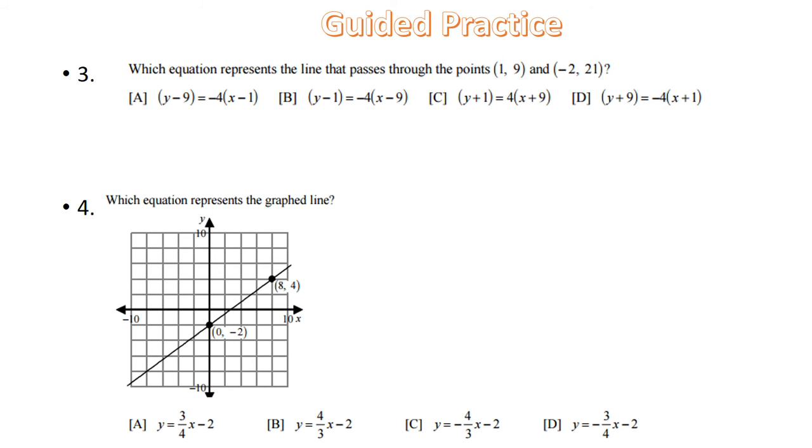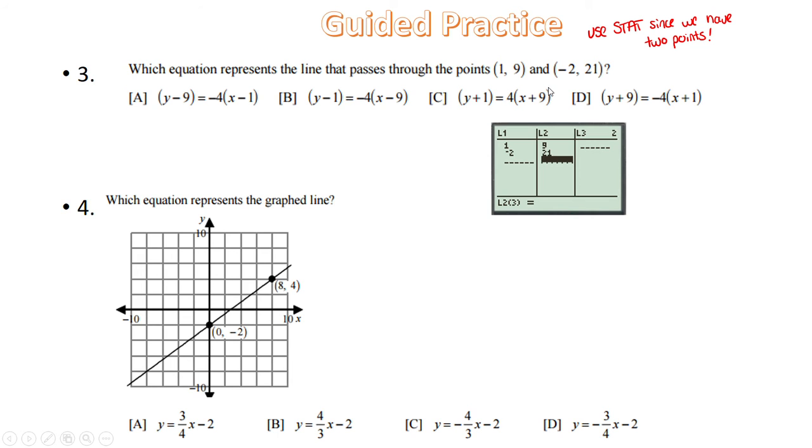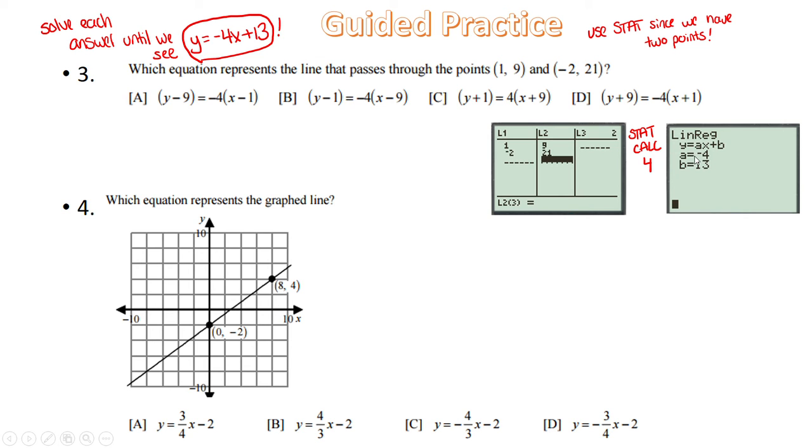Okay, number 3. This time I am given an equation that passes through 2 points. 2 points make me happy because with 2 points I can use the stat key. So I'm going to take both of these points and put them in a stat. So I'm going to say 1, 9 and L1, L2, -2, 21 and L1, L2. Then I'm going to do stat calc 4. And now I have my equation. So the way I could write this equation is -4 for my a, which is -4x, and then plus 13.